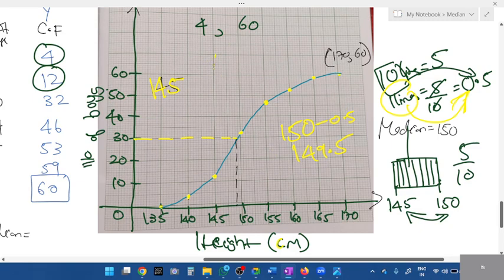So the answer is 150 minus 0.5, not one line, students. If you write 150 minus one line, you get 149. That is wrong. It is 0.5, because that is how we have taken the scale. Each unit is equal to 5 centimeters in height on the x-axis.